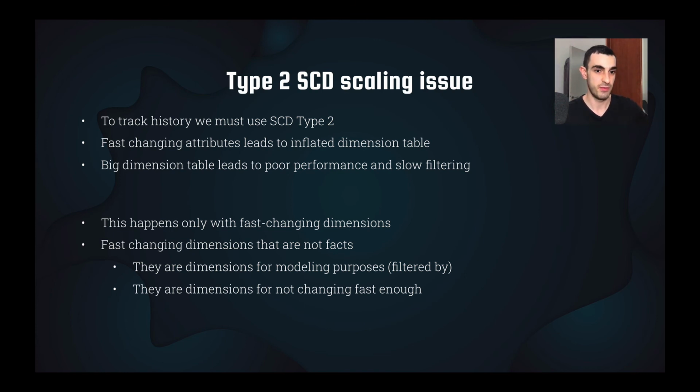Once we get to this big dimension table, filtering by it doesn't work. And this happens only when the dimension is changing fast enough, of course, and the dimension that is changing fast can't be facts. They can't be facts for one of two reasons. For example, you need to use them as dimensions because you need to filter other facts by them, or they're changing fast enough to cause scaling issues with slowly changing dimensions, but not fast enough to be considered facts.